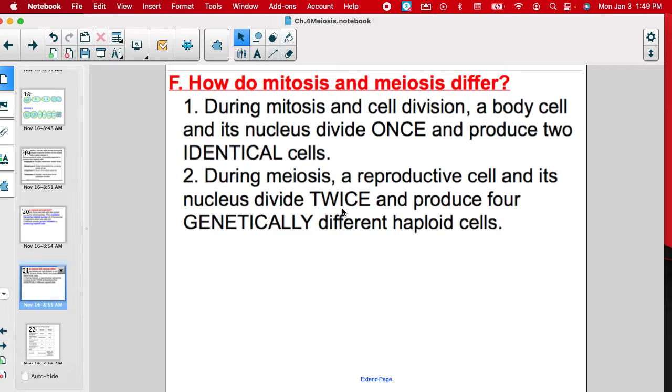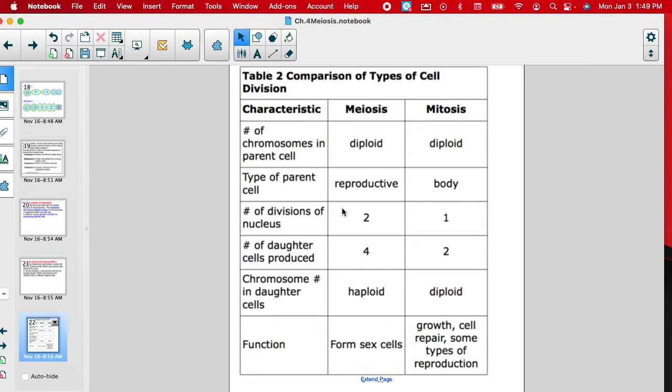Lots of differences here. So I don't know if you have a table in your notes, but just to recap between meiosis and mitosis, both parent cells start off as diploid. But the type of parent cell might be different. We have a reproductive cell here and a body cell. Number of divisions, 2 for meiosis, 1 for mitosis. Number of daughter cells produced, we end up with 4 in meiosis. In mitosis, we end up with 2.